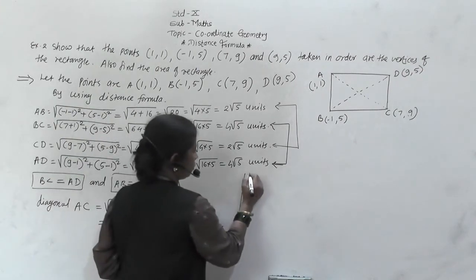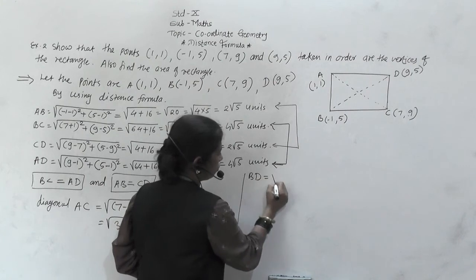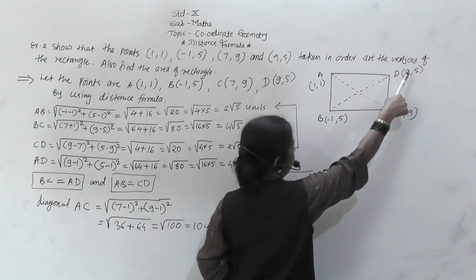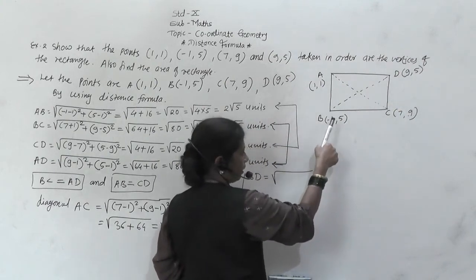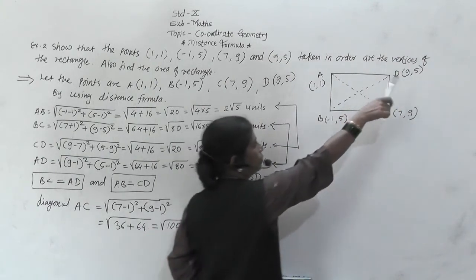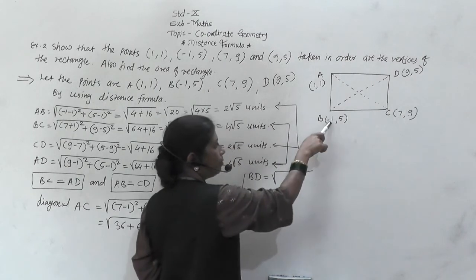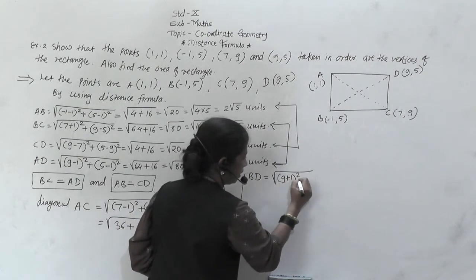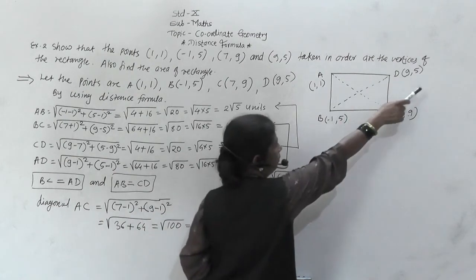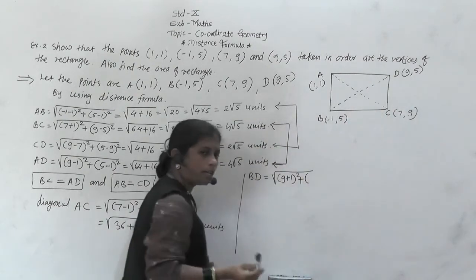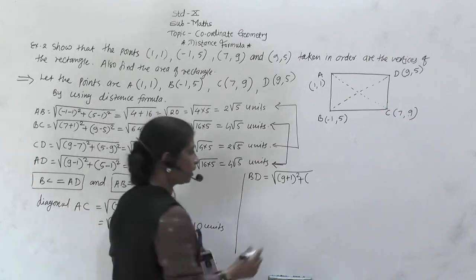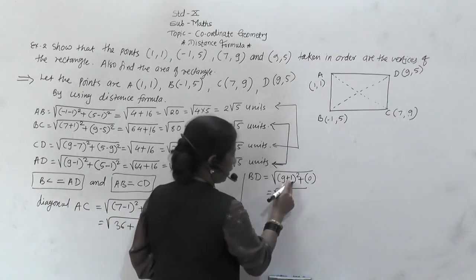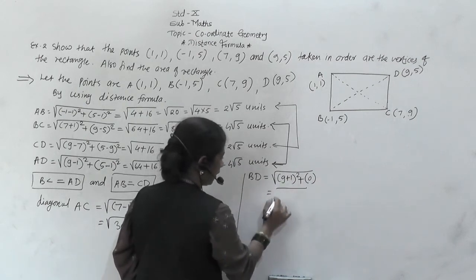Now another diagonal we will see, what? BD. So BD equals, the same formula we will use. This is x1, y1, this is x2, y2. So x2 minus x1. So x1 is what? Negative. So 9 minus minus 1. So 9 plus 1 you will get. Right? Plus y2 minus y1. y2 is 5, y1 is also 5. So 5 minus 5, what will you get? 0. Right? So here 9 plus 1, 10, square is what? 100.